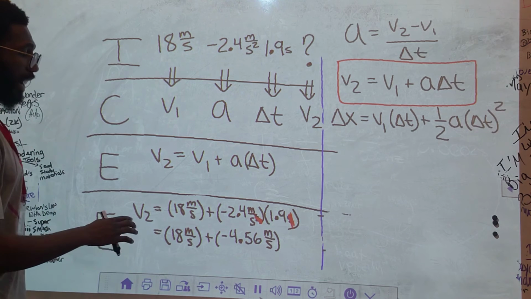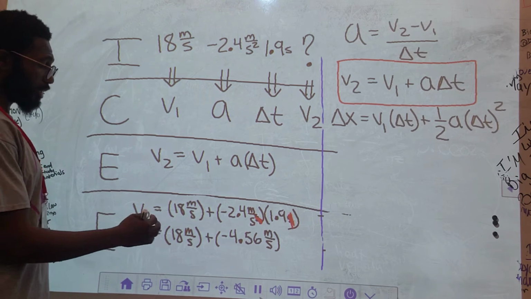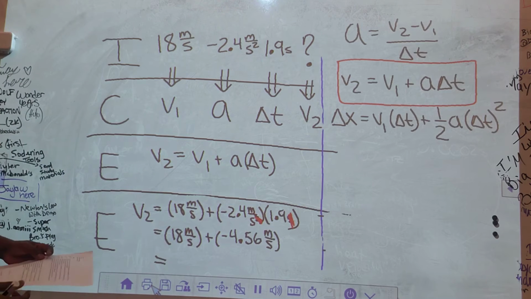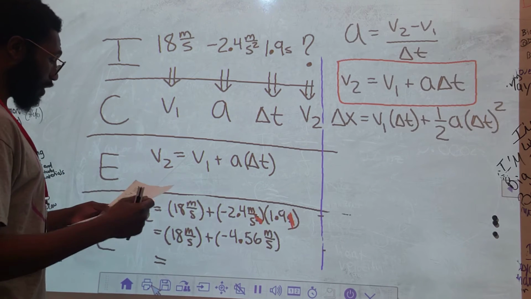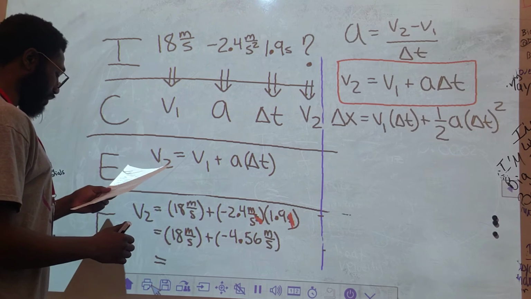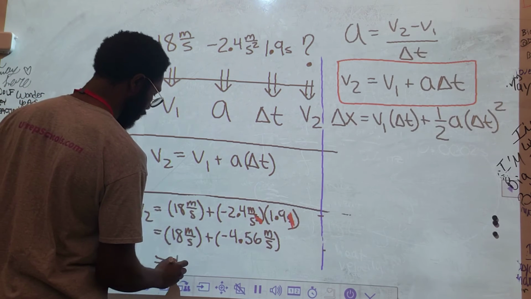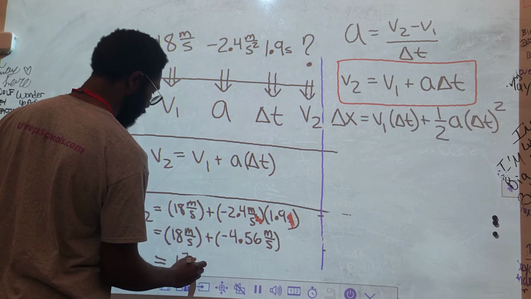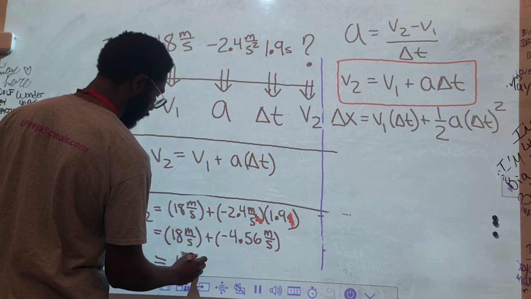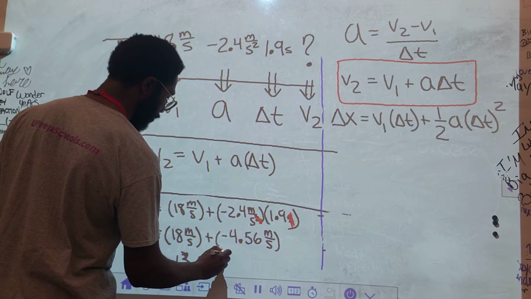All right, now we can go ahead and do our addition, okay? So 18 meters per second plus a negative 4.56 meters per second. That is going to equal a positive 13.44 meters per second.